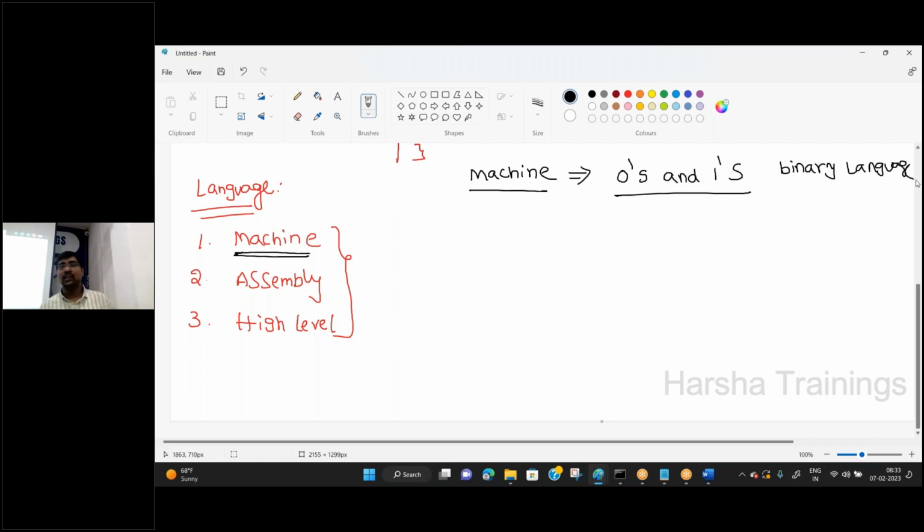The computer understands zeros and ones, but I do not understand zeros and ones. And how do I write the program? Obviously, the question is, I don't know any zeros and ones, so how can I write the program? That is a very, very difficult task. In the olden days, how did they write programs by using zeros and ones?